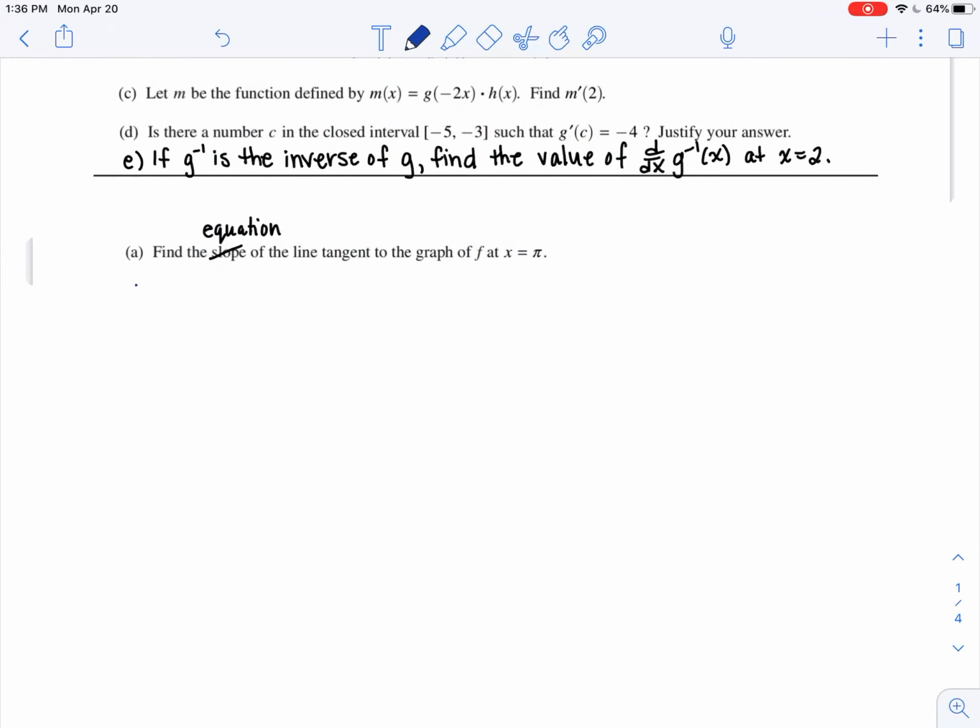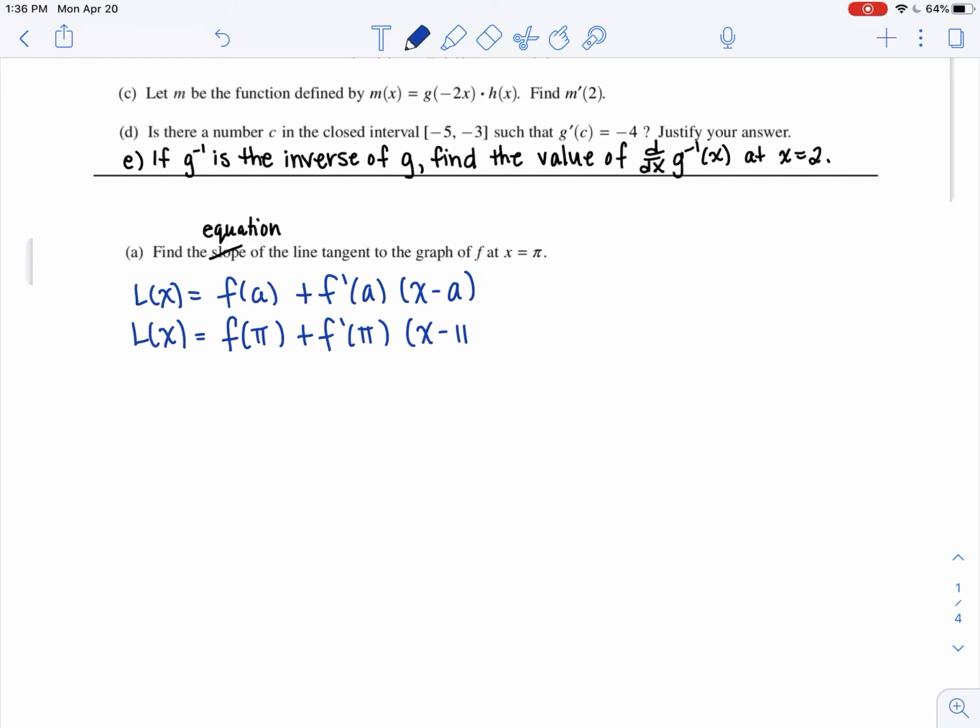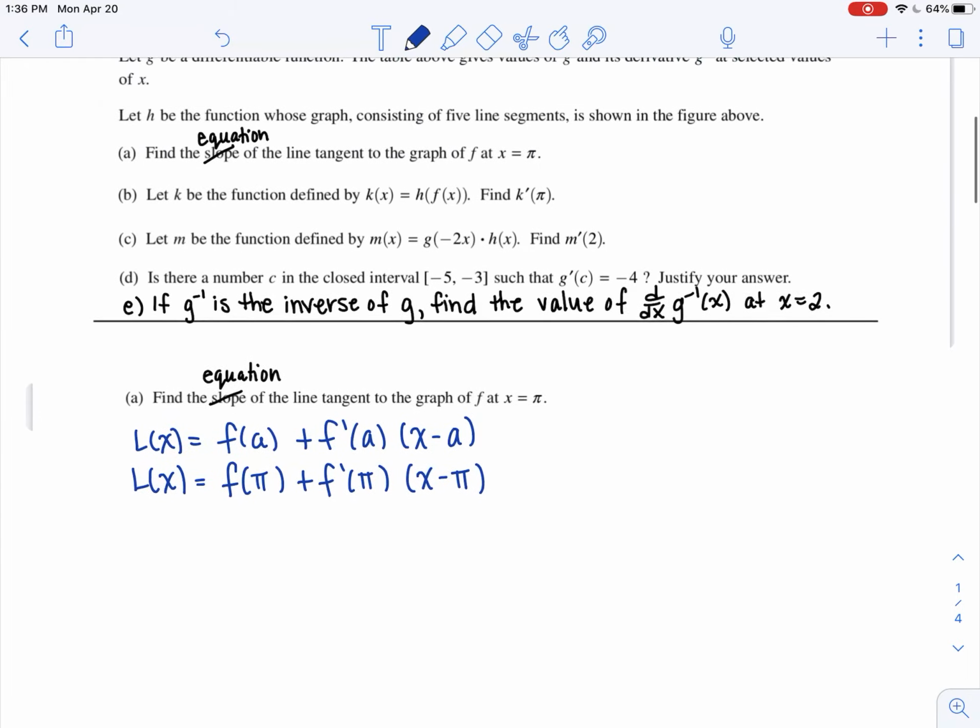As soon as you see equation of the line tangent, immediately I want you to think L of x. L of x equals f of a plus f prime of a times x minus a. Okay, we've used that so many times throughout the year. I would hope that that's ingrained in your head. Specifically in this case, it would be f of pi plus f prime of pi multiplied by x minus pi.